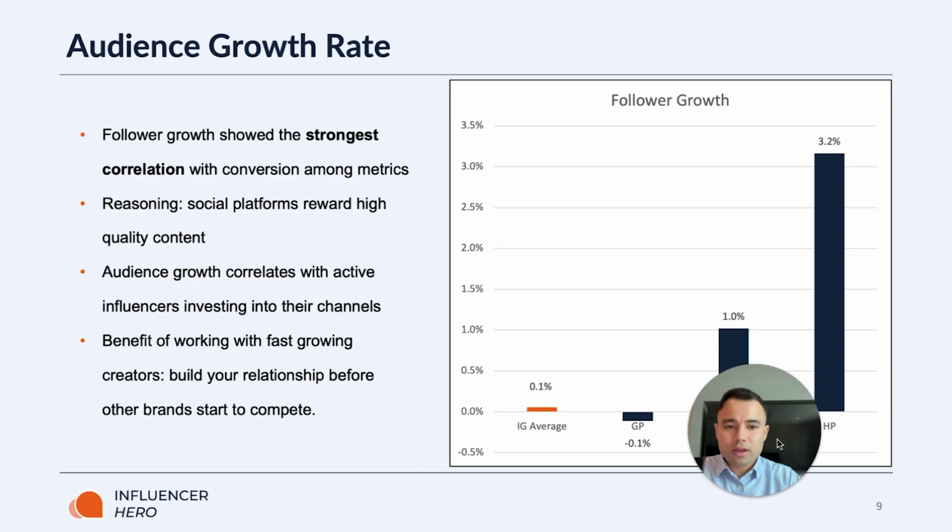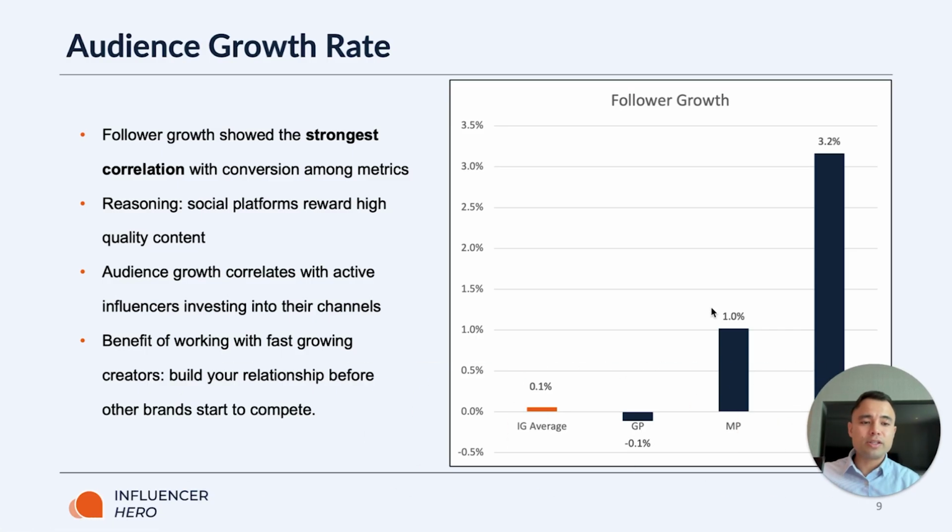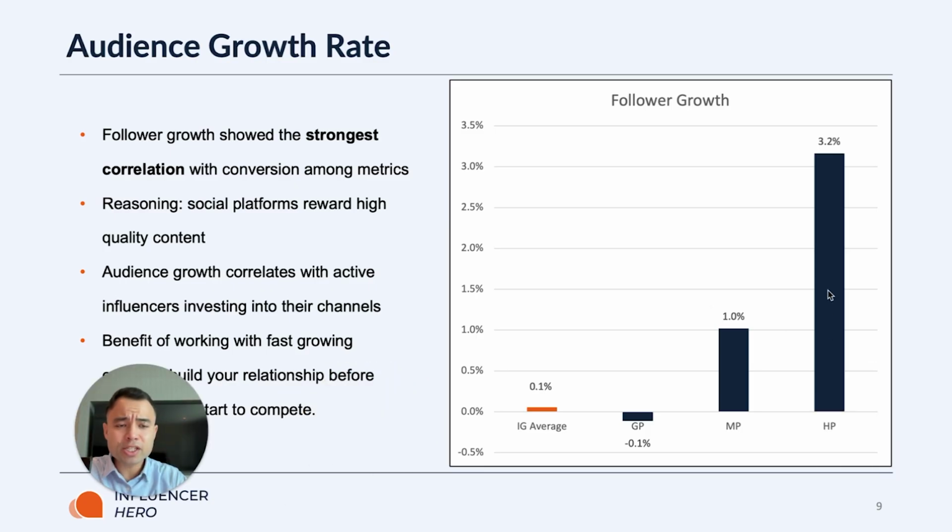So the first variable which had actually the strongest correlation with conversion is audience growth rate. So what's the audience growth rate? It is eventually how much the influencer is growing in terms of size, right? In terms of follower size. And what you can see here, very interesting, the HPs had a 3.2% average growth rate. So they were growing by 3.2%. Medium performers, only 1%. And the low performers were actually declining in audience size, right? So minus 0.1%. So I think this really shows a strong indicator of how this impacts ROI, right?